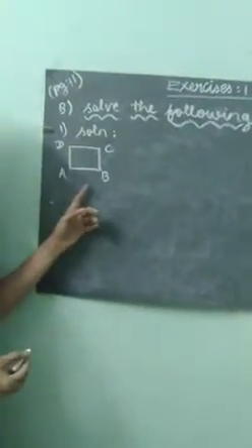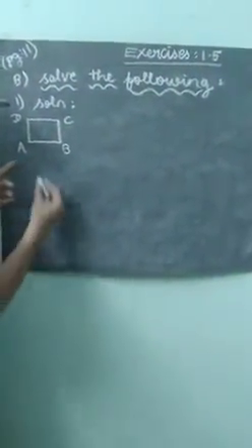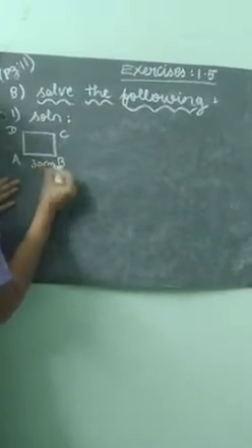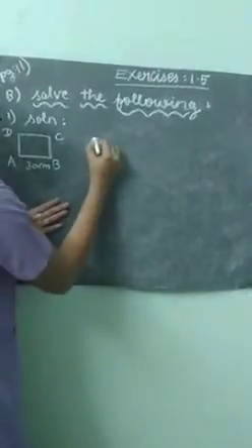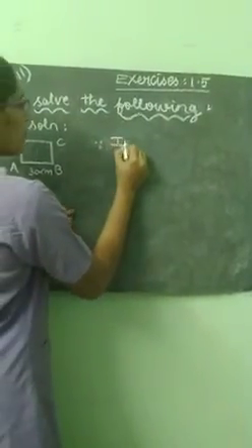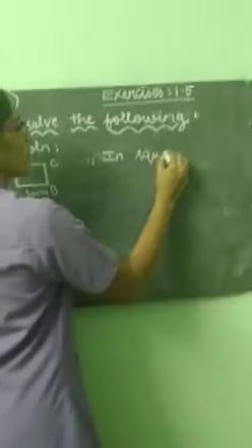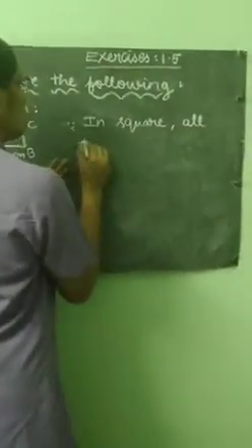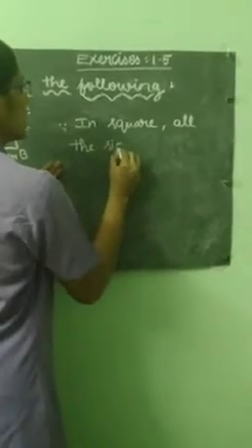There how many centimeter is given? 30 centimeter. So here first write, in square, this is a square, so in square all the sides are equal.